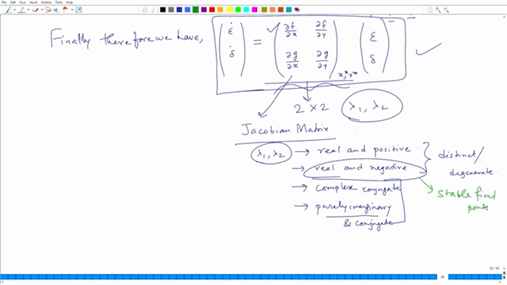Another case comes when you have purely imaginary eigenvalues, and that is also a case where you can have oscillatory type solutions, and you can have an orbit which is in most cases a stable fixed point. Okay. So in the next lecture I will give you some examples to discuss the stability of the fixed points in a 2D phase space flow. Okay. Thank you very much.